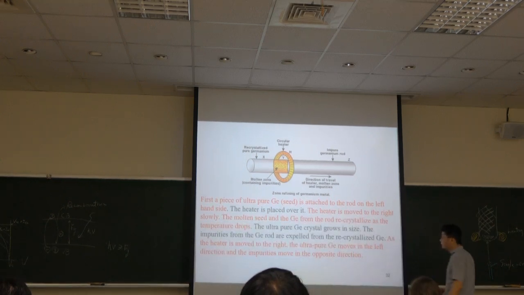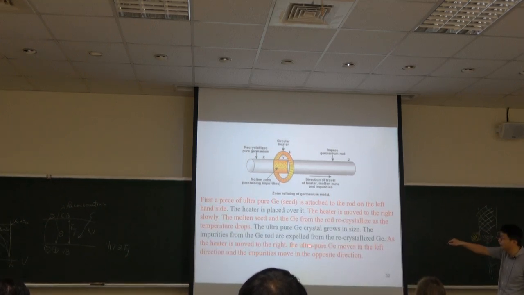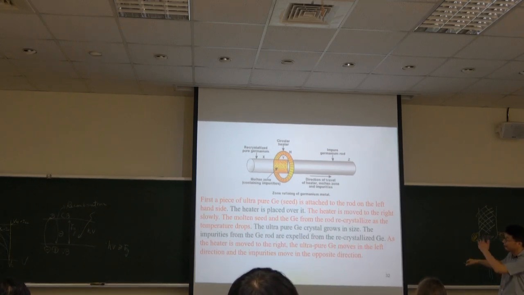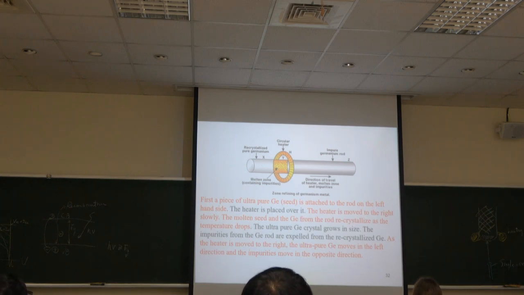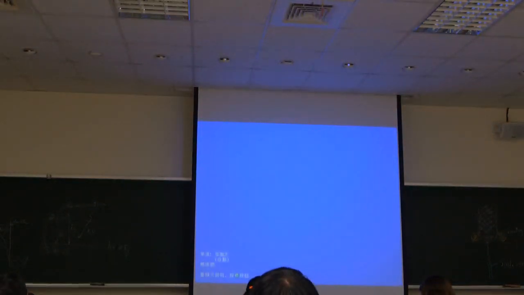As the heater is moved to the right-hand side, the ultra-pure germanium moves to the left side, and the impurities move in the opposite direction. So this is one of the processes we can do. It's using a similar float zone process to create high purity silicon.